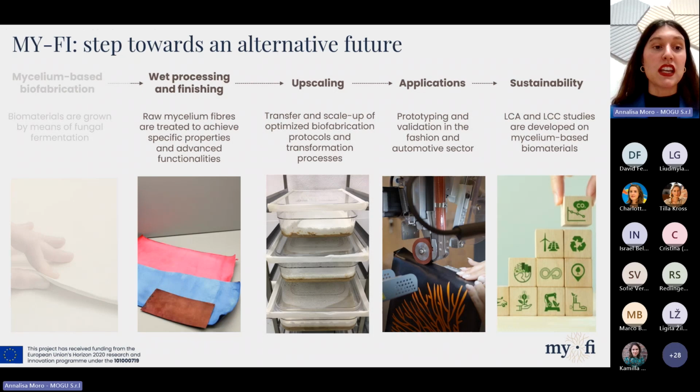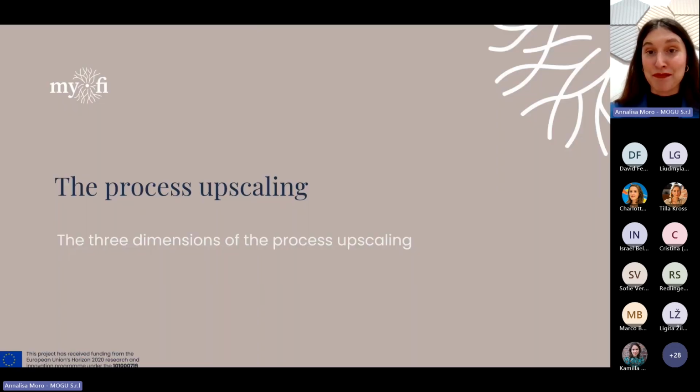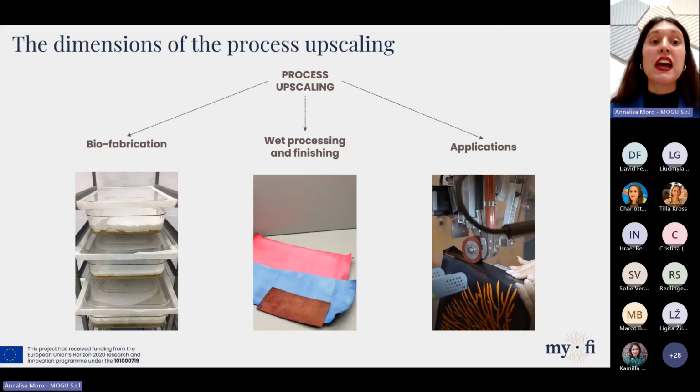Concerning the wet processing and finishing, basically after our biofabrication, we do some treatment to our raw material to create a material that has, of course, properties and advanced functionalities. We are trying to upscale our current process and go to a demo scale, and we are prototyping with our partners to reach material that can go on the market. So as I already told you, the process of scaling has 3 dimensions: the biofabrication upscaling, the upscaling of the wet processing and the finishing, and the application that we are doing.